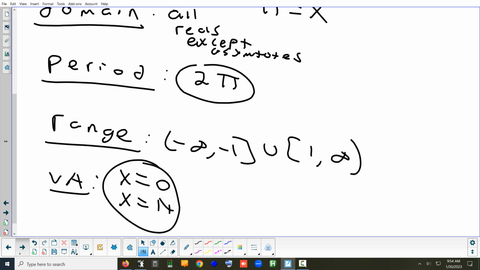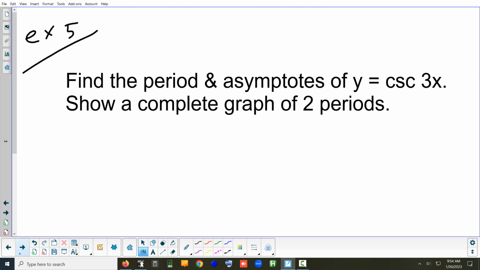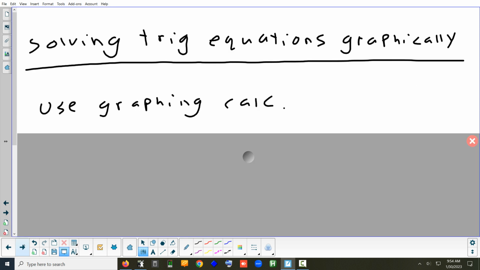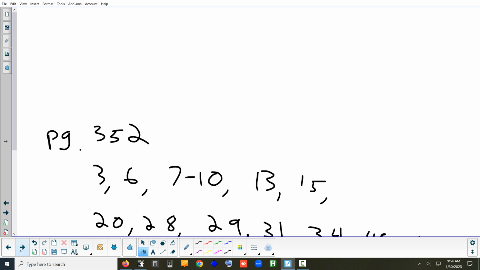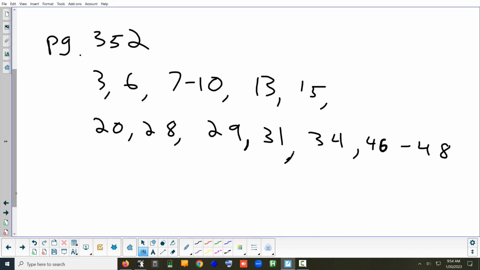Okay, so tomorrow we'll look at how you find the asymptotes when you do shift it or stretch it. And then we'll finish up with using the calculator to solve equations. So there isn't much left.